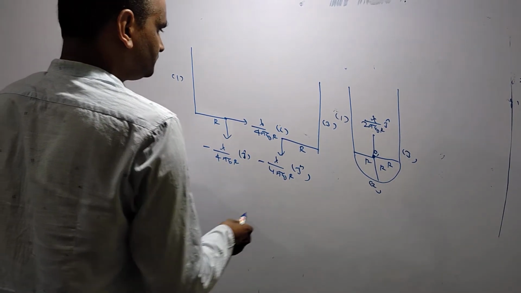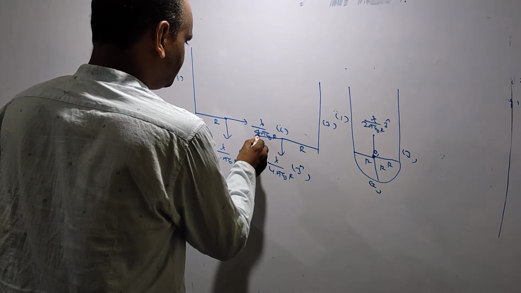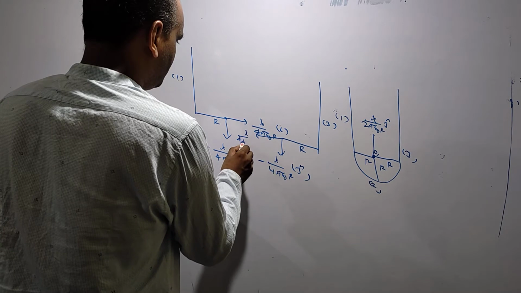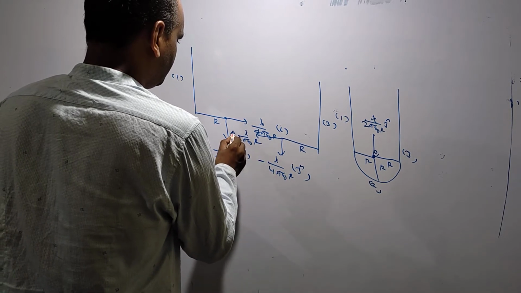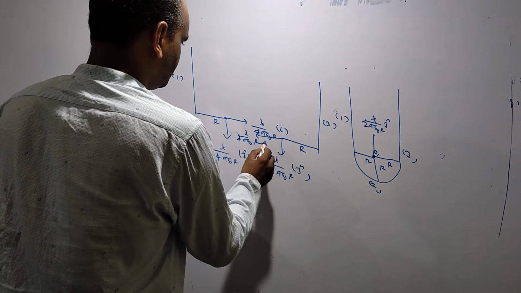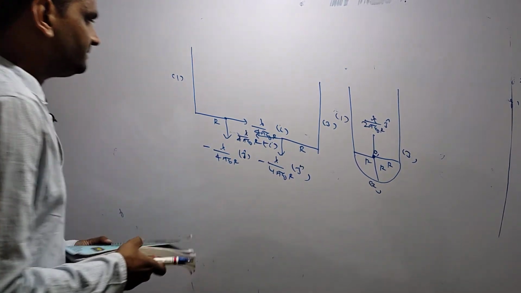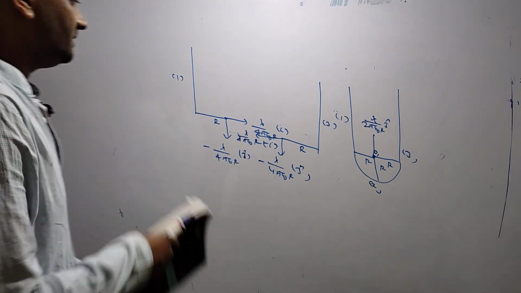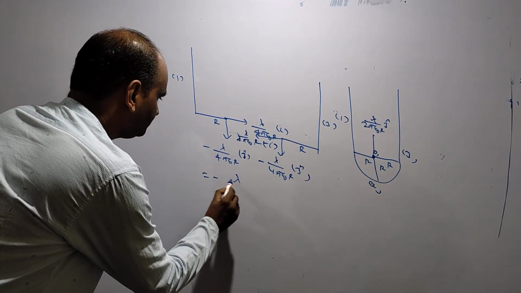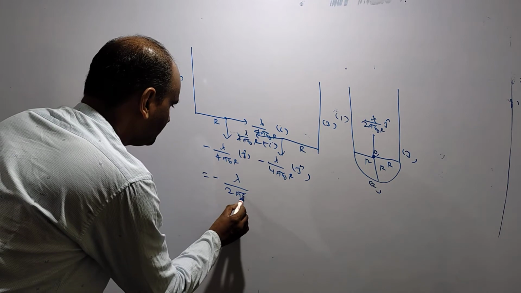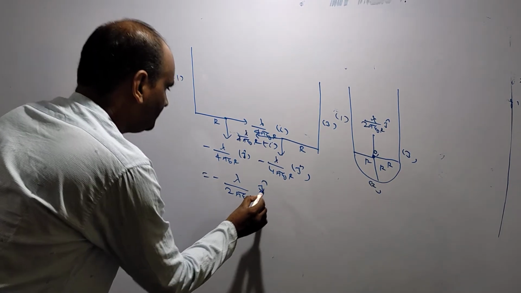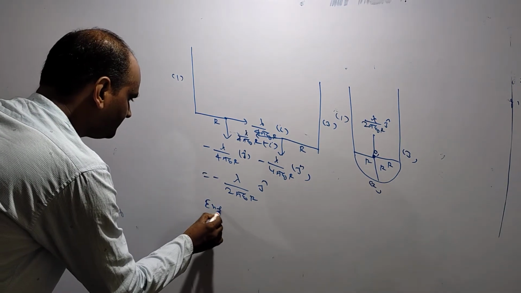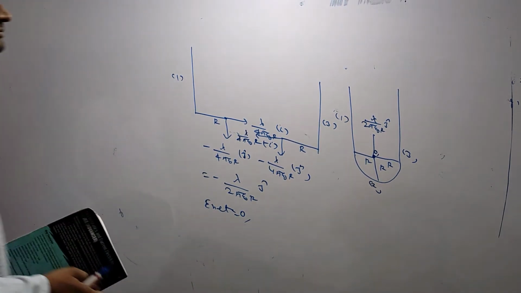And one component in this direction, that is lambda by 4 pi epsilon naught r, minus i. This positive i and minus i, the same magnitude, is going to be cancelled out, and downward we have minus, just add this, lambda by 2 pi epsilon naught r j. This is minus and this is positive. So E net is going to be 0.